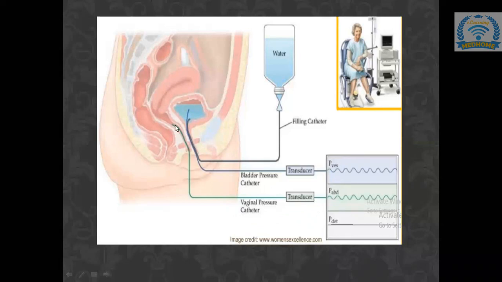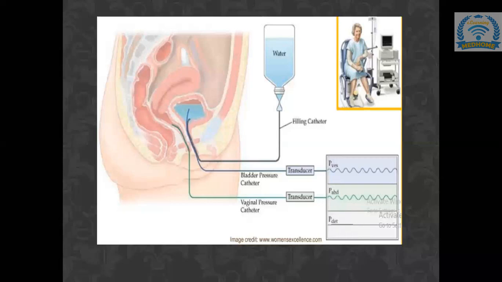Now, the vaginal pressure catheter can either be placed in the vagina or in the rectum to measure the pressure of the abdomen. And once we subtract the abdominal pressure from the vesical pressure, we get the detrusor pressure.